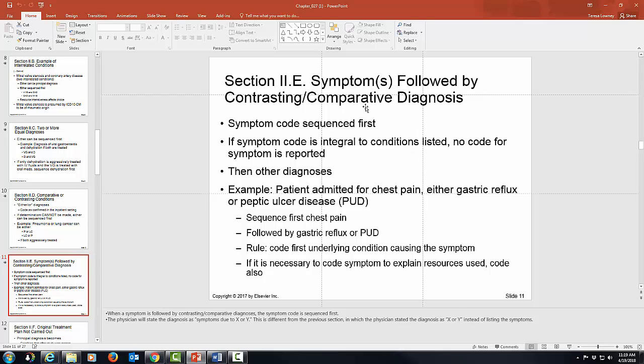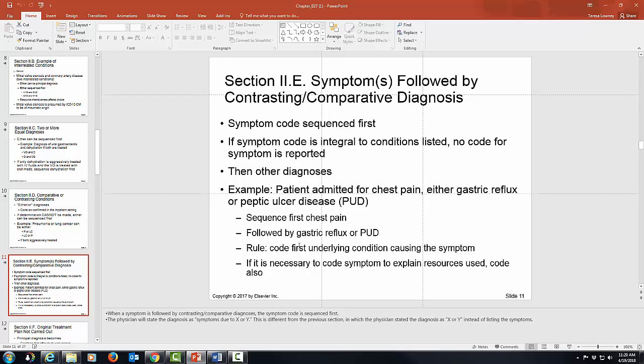So do the symptom, and then section E talks about symptoms followed by contrasting or comparative diagnoses. So the symptom code is sequenced first. If a symptom code is integral to the conditions listed, then no code for the symptom is reported, and you use the other diagnosis. For example, a patient is admitted for chest pain. It can be either gastric reflux or peptic ulcer disease. So first of all, you're going to code the chest pain. Then you're going to do the gastric reflux or the PUD, the ulcer disease.